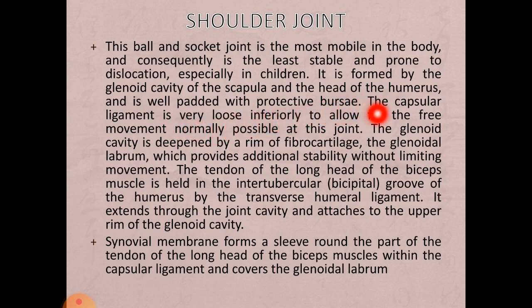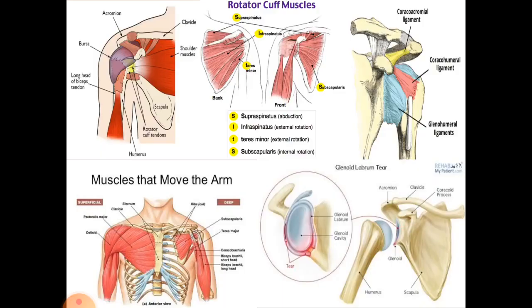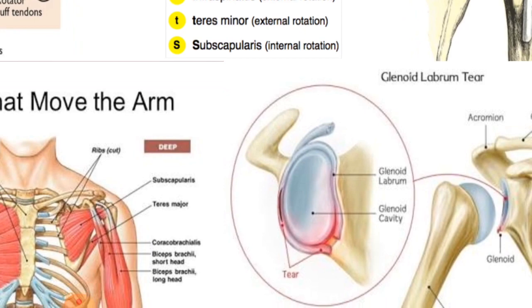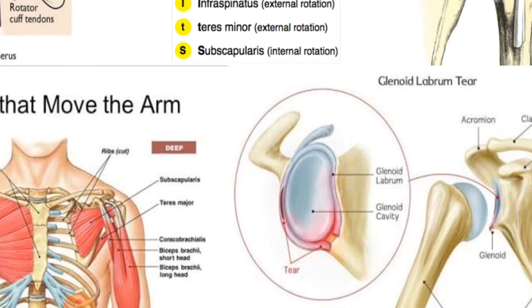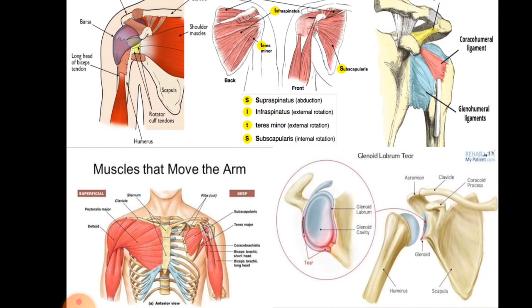The capsular ligament is very loose inferiorly to allow for the free movement normally possible at this joint. So the capsular ligament will be loose inferiorly to allow the free movement of the shoulder joint. The glenoid cavity is deepened by a rim of fibrocartilage that is called the glenoid labrum that we just saw in the image. This fibrocartilage rim is deepening the glenoid cavity, and we are calling it the glenoid labrum.